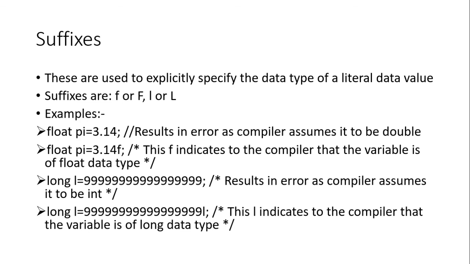So to tell the compiler that we want it as a float, you put an F after the value, which is 3.14. As you can see, we put an F, and this will indicate to the compiler that the variable is a float data type and not a double data type.